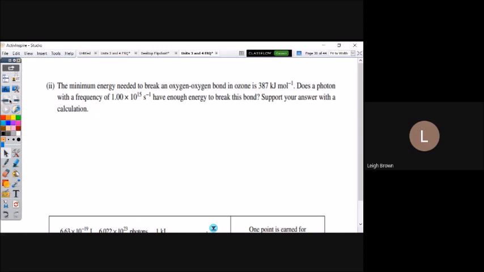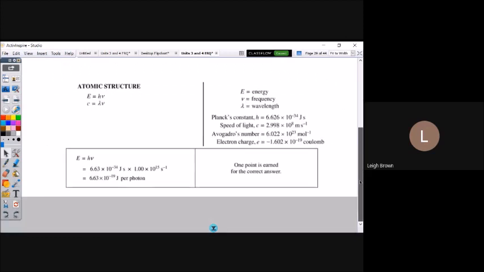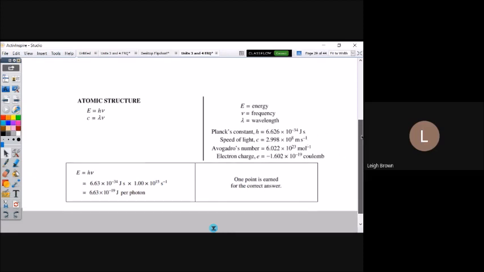Our previous answer was in joules per photon. The question we're asking is about the bond energy, which is kilojoules per mole. So I can't compare joules per photon to kilojoules per mole. It's completely different units. So I can just do a unit conversion here, and notice what's also in this section is Avogadro's number, this is when you might need to use it.